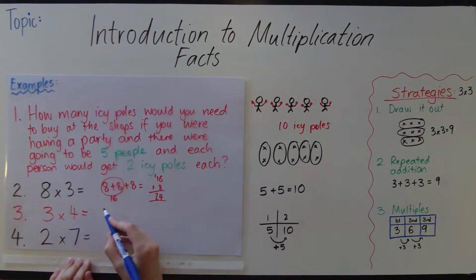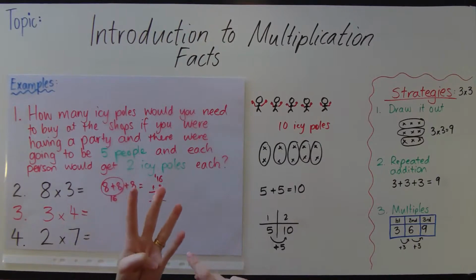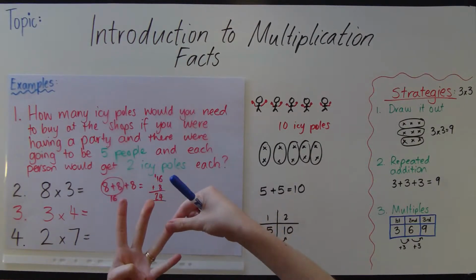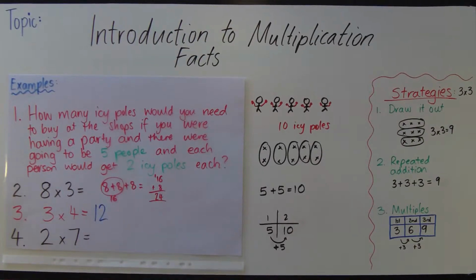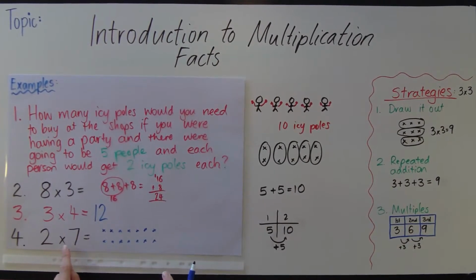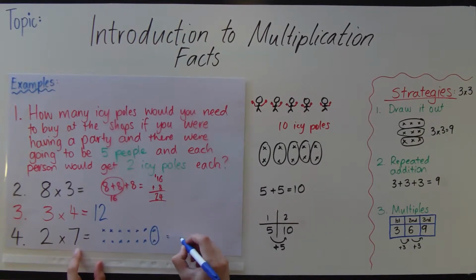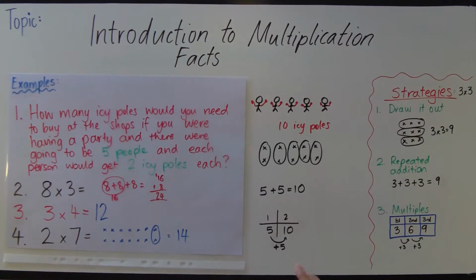Alright, so the next one here, 3 times 4. For this one, I'm just going to use the strategy of counting in multiples. So I'm just going to count in 3s 4 times. So I go 3, 6, 9, 12. And then for 2 times 7, I can basically just draw it out. 1, 2, 3, 4, 5, 6, 7. 1, 2, 3, 4, 5, 6, 7. There are 2 rows of 7. And then to add that up, we can go 2, 4, 6, 8, 10, 12, 14. So just some examples there.